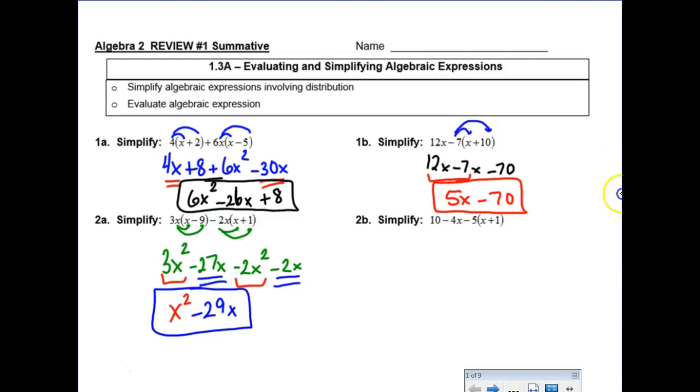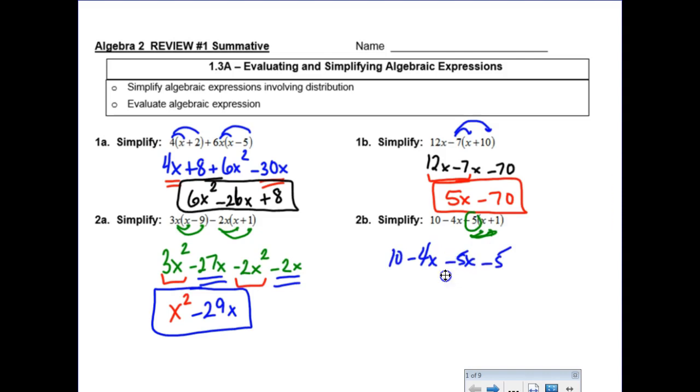All right, continuing on with 2b, we're going to distribute, again I'm running out of room, so I'm going to distribute this negative 5 right here to the x plus 1. Uh-oh, pen's not working. There we go. So negative 5 is being distributed here and here. So our new problem is 10 minus 4x, and then minus 5x. Be careful here, negative 5 times 1 would be a negative 5.